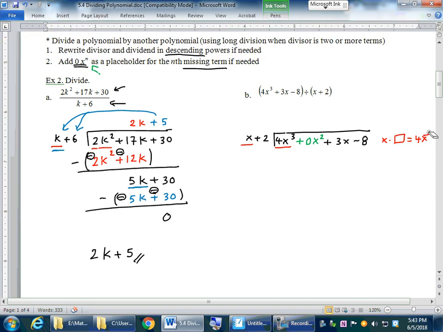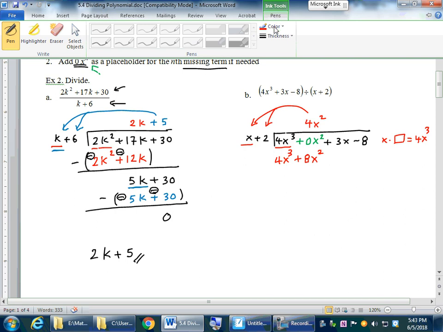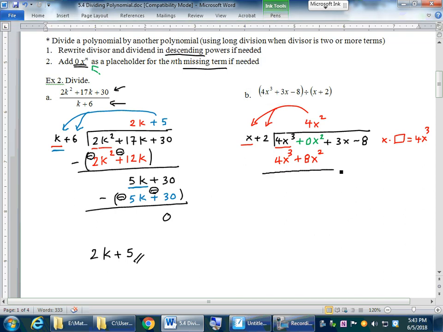And we know that that will be 4x squared. So we multiply this 4x squared to both of the terms, which will become 4x to the third plus 8x to the second. And after we multiply, we subtract.